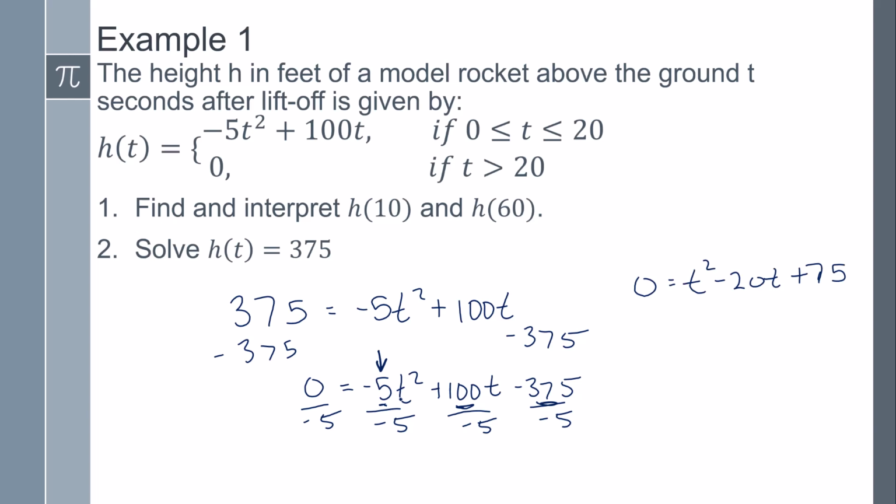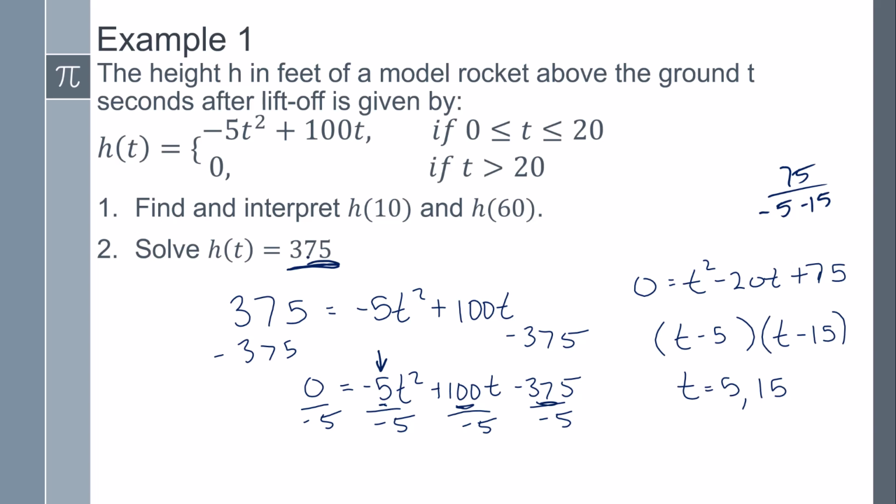And then from here, we've got to see if we can factor. A times c is 75. Factors of 75 that add to -20 are going to be 5 and 15, so -5 and -15. So we can factor it, use the zero product principle, and set each one equal to 0. We get t equals 5 and t equals 15. So to interpret what that means, at 375 feet, if I wanted to know what time it would be, my time would be 5 and 15 seconds.